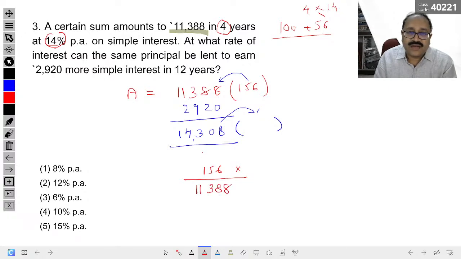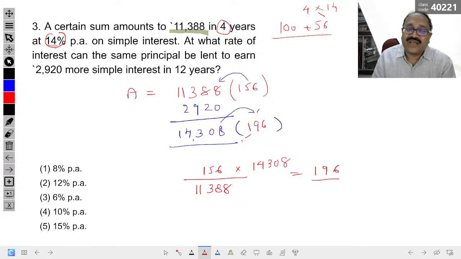11,388 and I need 14,308. So into 14,308, by cancelling you will find 196 here, which we already worked out earlier. So this figure is 196.